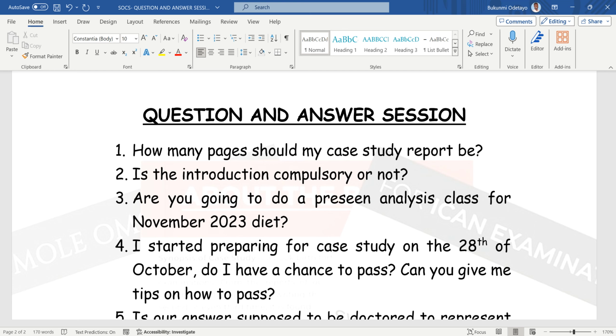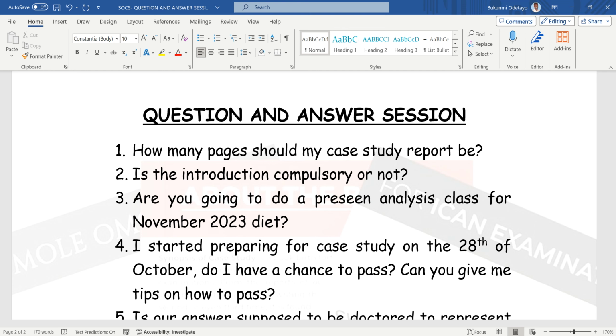But the number of pages you want to use for your financial data analysis, your financial statement analysis, is totally dependent on you. Some people use 2 pages, some use three, some use five, some use seven. It depends on you. And the fortunate thing about it is that the answer booklet is actually large, so you can express yourself the way you want to. But my own advice is that you should ensure that you're not writing jargon. Stick to the point, be straight to the point, answer what is required of you, and your marks will be given to you.